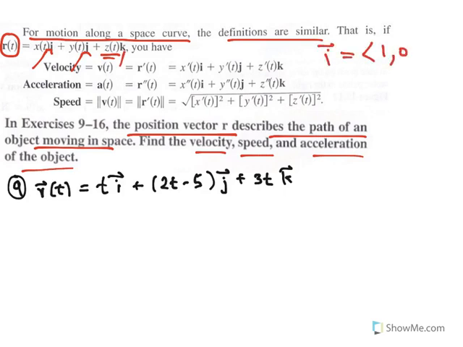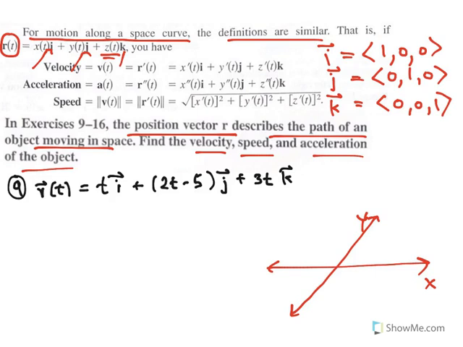i would be 1, 0, 0. j would be 0, 1, 0. And k would be 0, 0, 1. Now we're talking about a curve in 3 dimensions. So we would have the xy plane as you see there, and now we go into 3-dimensional space with the introduction of the z-axis, which is perpendicular to the xy plane.